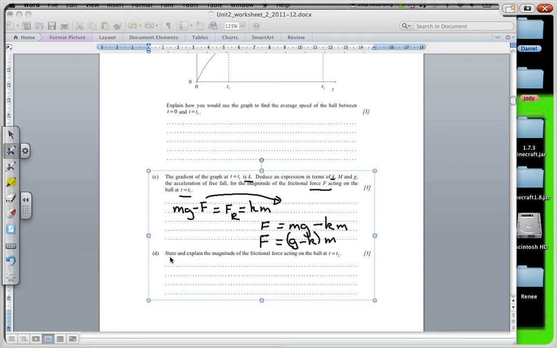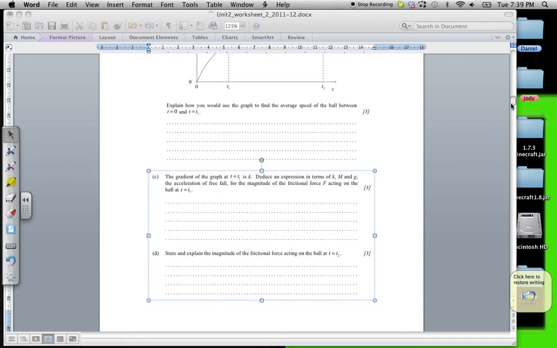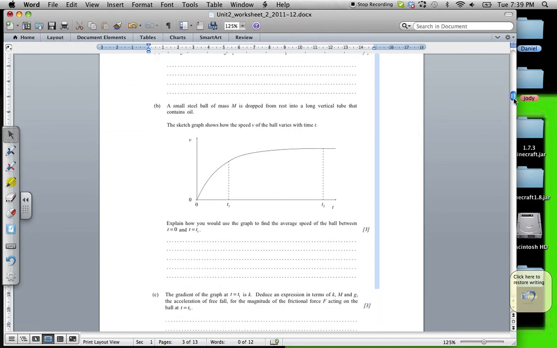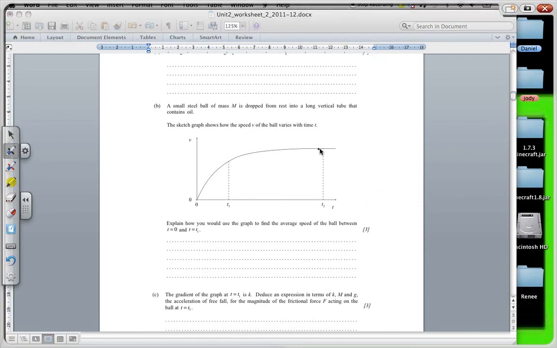In D, it says state and explain the magnitude of the frictional force when the ball is at T2. Now, if we look at the graph, I can't actually see it here. Well, let me just bring it up and then we can have a look at it. We can close that and go up to it. Here you can notice that your velocity is constant.